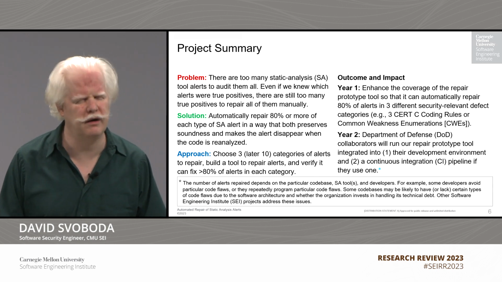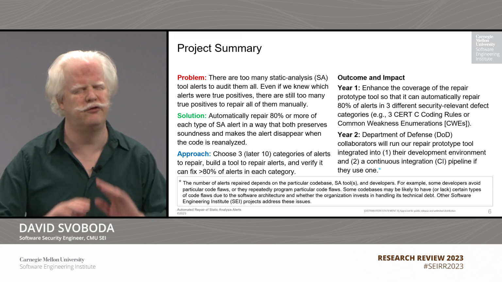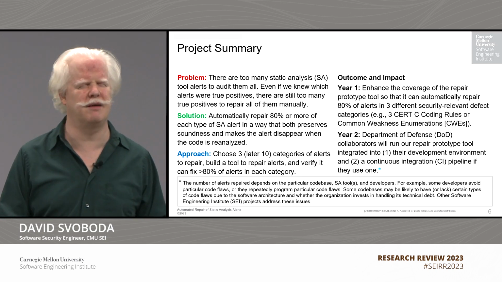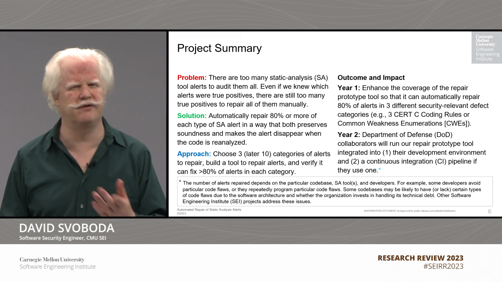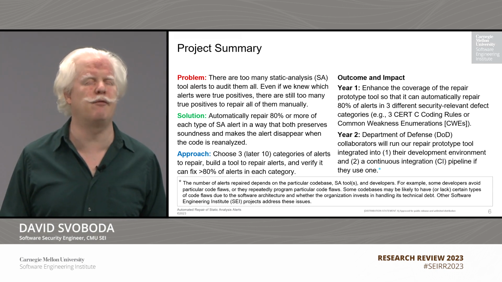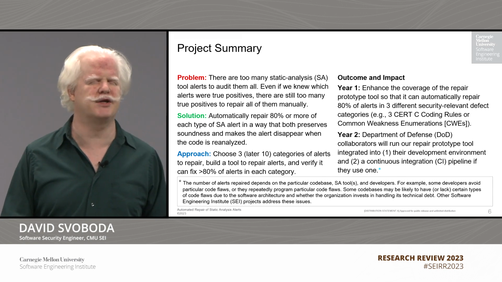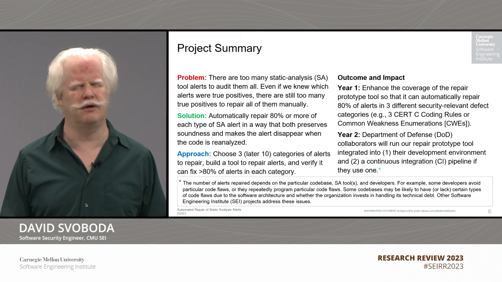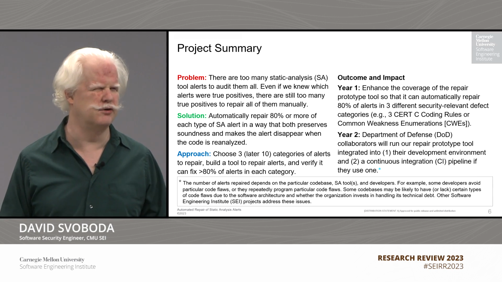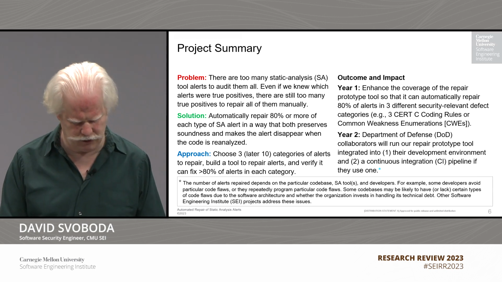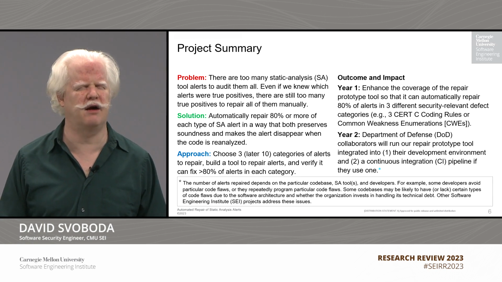Fundamentally, there are, with most static analysis tools, too many false positives to audit them all. Someone has to sit through and manually say, this is true, this is false, this is true, this is false. And even when that's done, there are still too many true positives produced for the average C and C++ code base to audit them all or to fix them all. So two separate problems. So our proposed solution is to repair every static analysis alert.